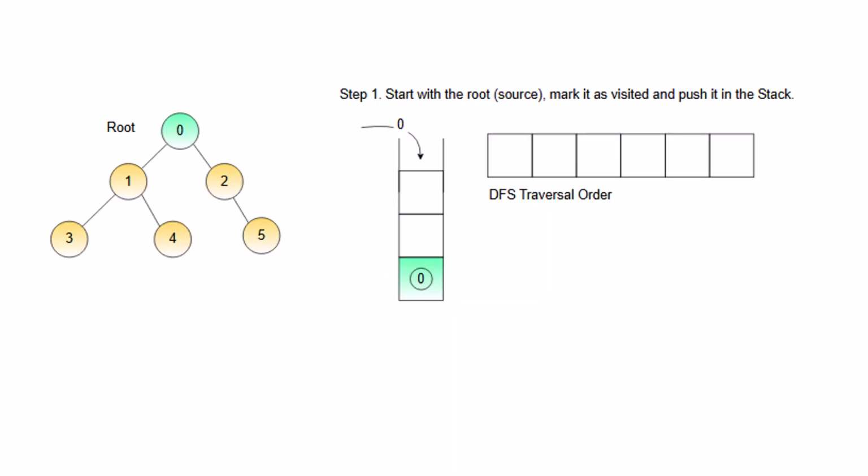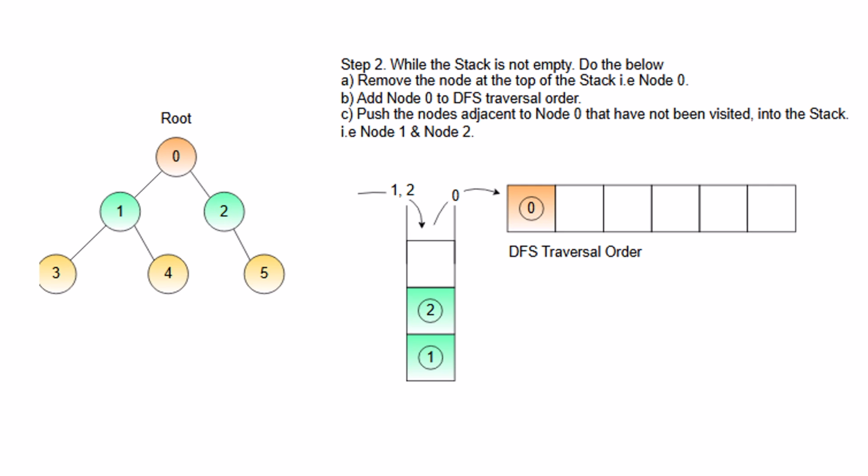So for example, this is our graph, or it may be a tree. Start with the root node 0. Mark it as visited and push it into the stack. So 0 is pushed into the stack. Initially the traversal order is empty. Next, remove the node from the stack and put it in the DFS order. So 0 is popped out from the stack and put into the output order.